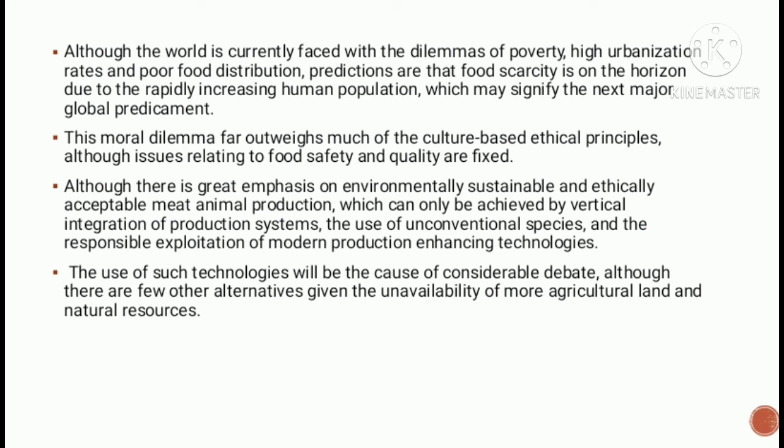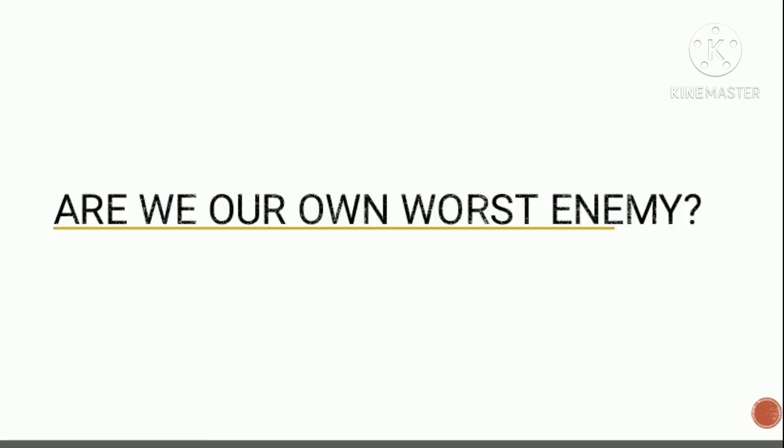Although there is a great emphasis on environmentally sustainable and ethically acceptable meat animal production, which can only be achieved by vertical integration of production systems, the use of unconventional species, and the responsible exploitation of modern production-enhancing technologies, the use of such technologies will be the cause of considerable debate, although there are few other alternatives given the unavailability of more agricultural land and natural resources. Are we our own worst enemy?